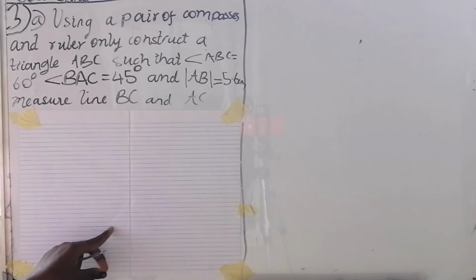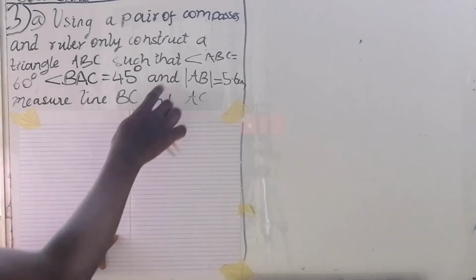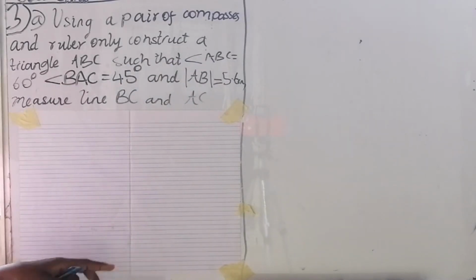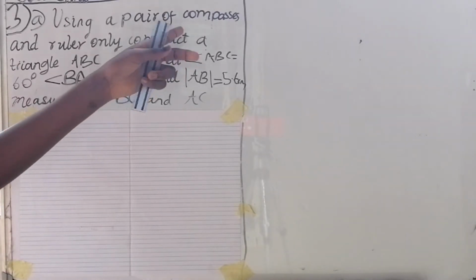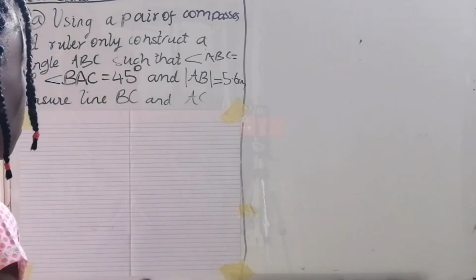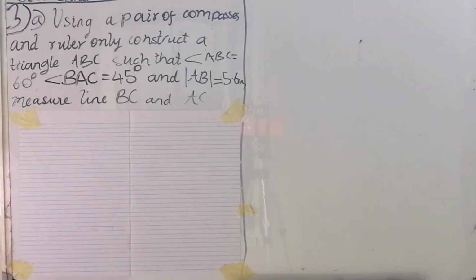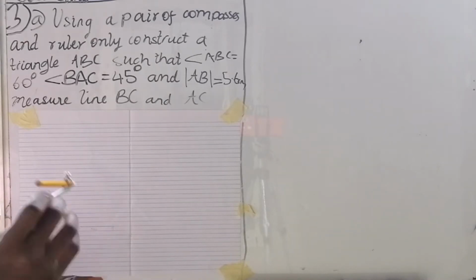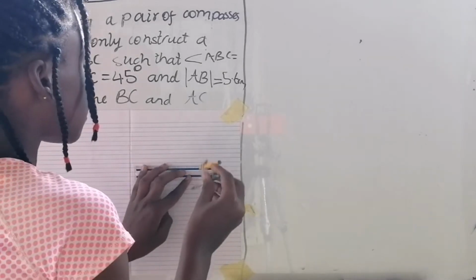Okay, this is angle B. We are being told it's 60 degrees. We are told that we should only use a pair of compasses and ruler, we are not to use a protractor. So it means I have to construct angle 60 degrees. So constructing angle 60 degrees, let me demonstrate it here.